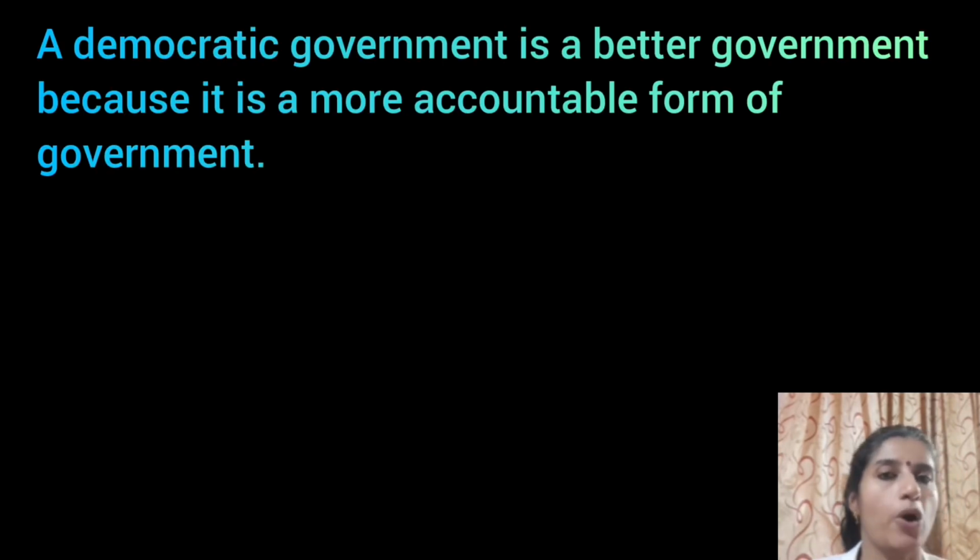When we analyze the merits of democracy, at first we can tell a democratic government is a better government because it is more accountable form of government. I will repeat, it is more accountable form of government. So what is the first merit or positive factor of a democracy? The democratic government is a better government because it is more accountable form of government.